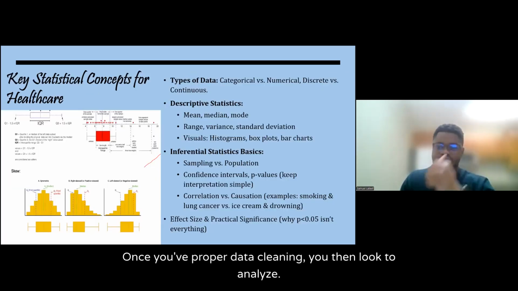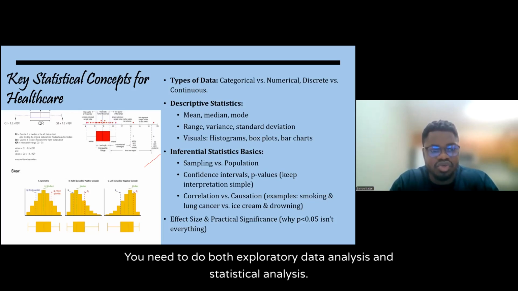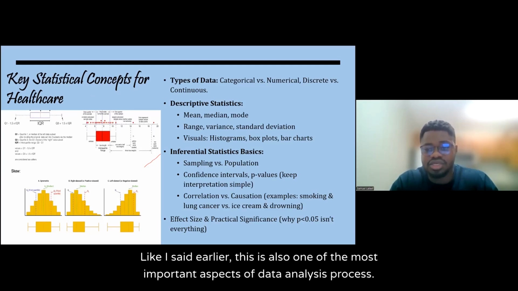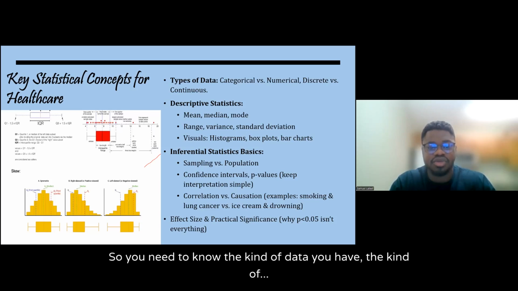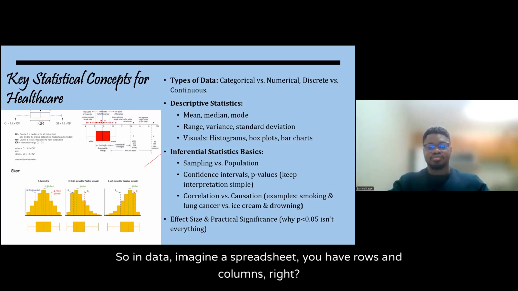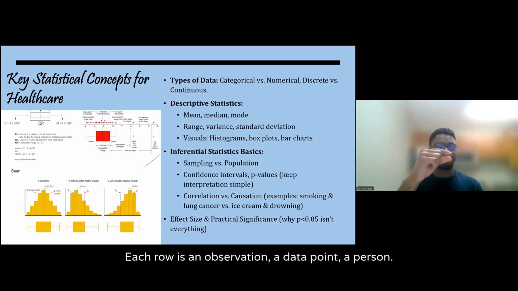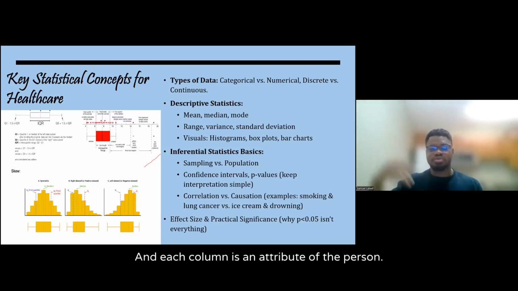Moving on, once you've done proper data cleaning, you then look to analyze. You need to do both exploratory data analysis and statistical analysis. Like I said earlier, this is also one of the most important aspects of the data analysis process. So you need to know the kind of data you have. In data, imagine a spreadsheet, you have rows and columns, right? Rows are observations. Each row is an observation, a data point, a person. And each column is an attribute of the person.